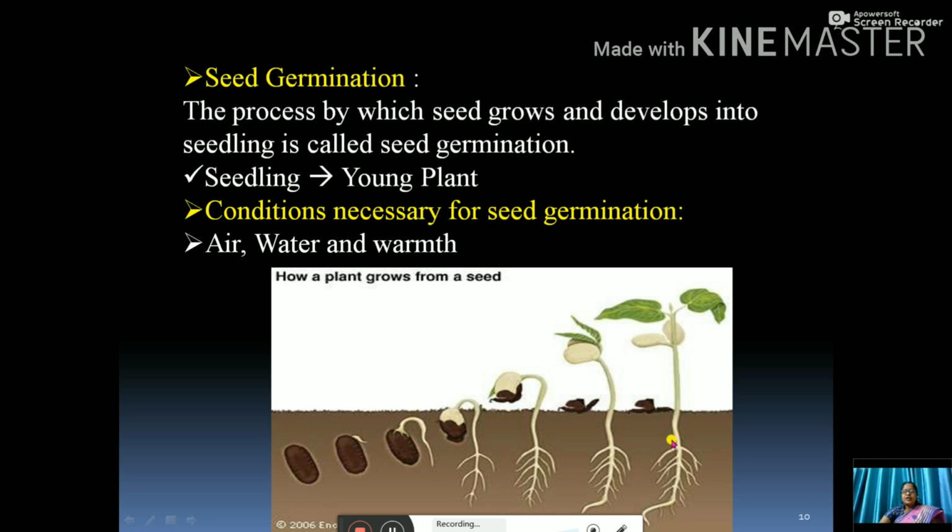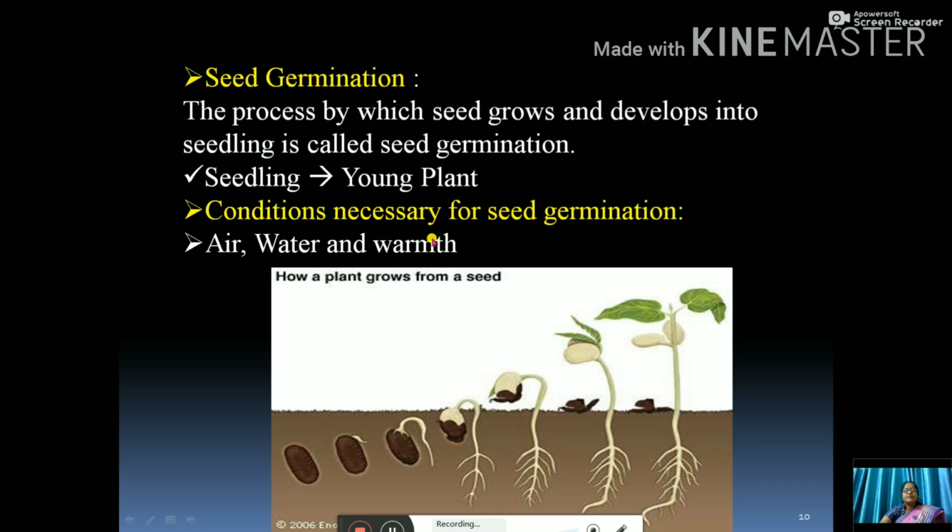So we are adding water, manure, minerals. They are absorbed by the root hairs. Clear to all of you? So, what are the conditions necessary for seed germination? That is air, water and warmth. What is the meaning of warmth? That is a small amount of temperature.